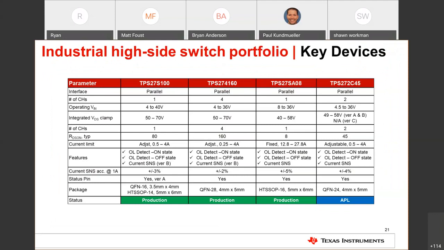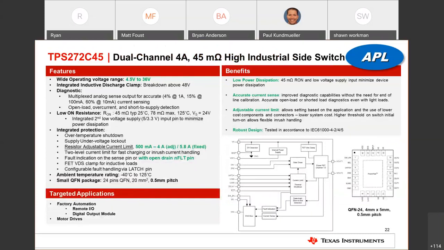And the next device we'll talk about is TPS272C45. This is the latest release from our industrial high side switch portfolio. TPS272C45 is a dual channel 4 amp switch that can work up to 36 volts. The device has 45 milliohms of RDS(on) with a max RDS(on) of 78 milliohms per channel.